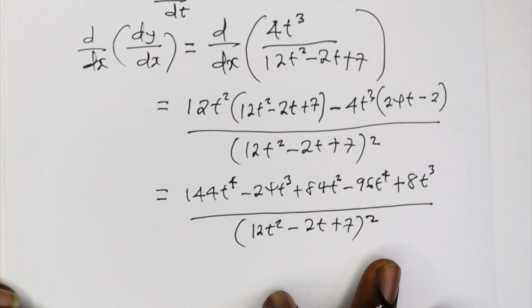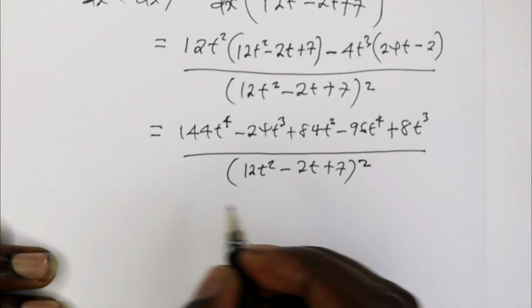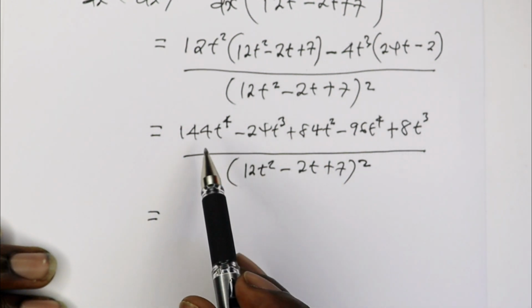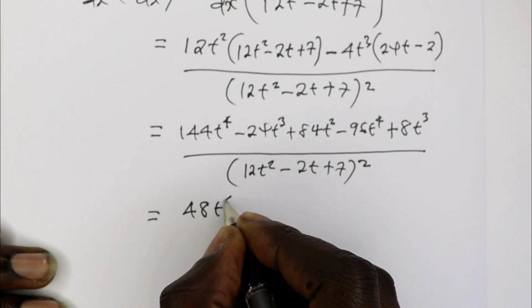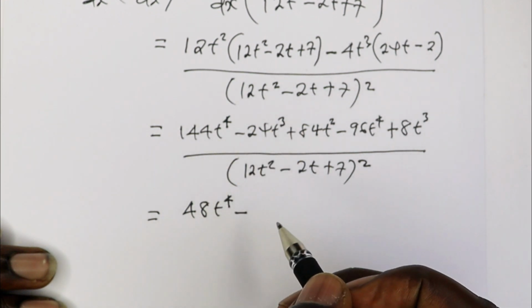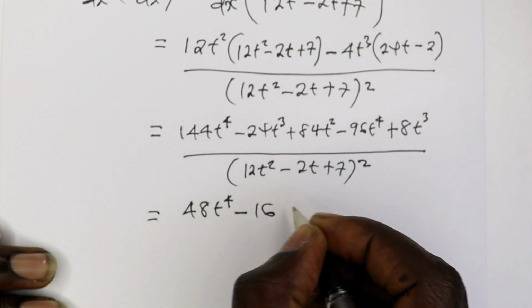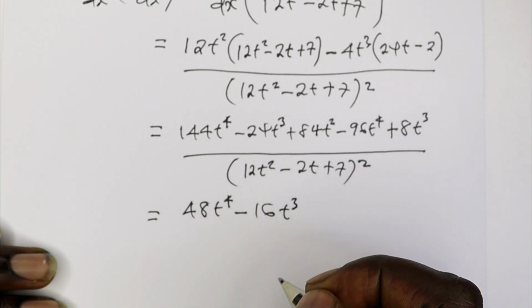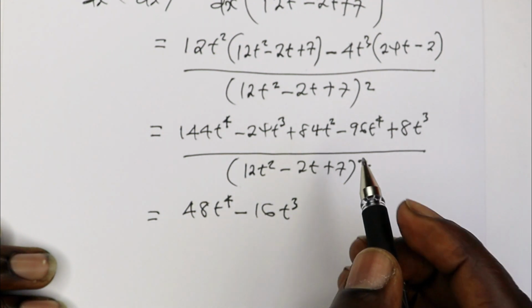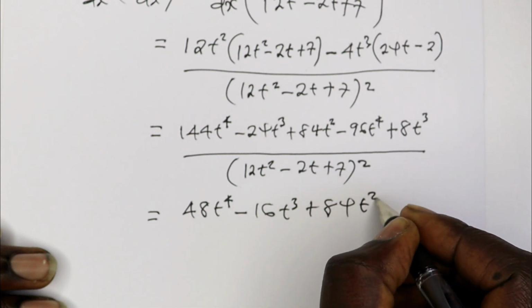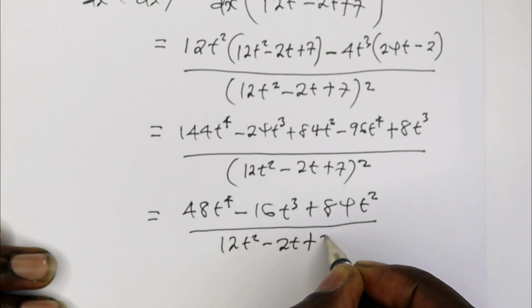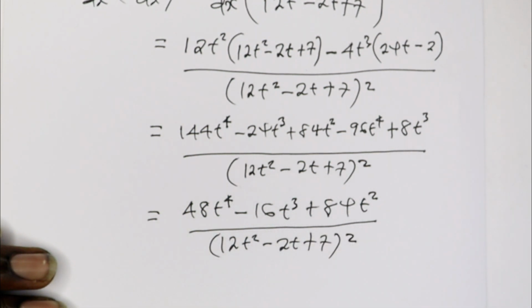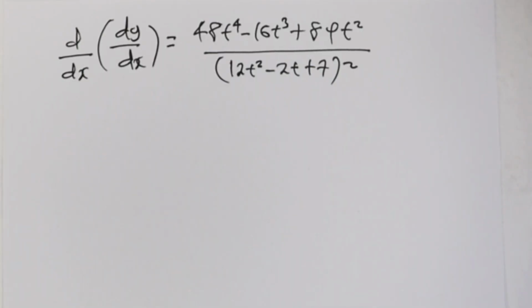So we could simplify this further, so that we can collect like terms. We have the one with power 4. If you get that difference, you are going to get 48t power 4. Then the power 3 is that and that, which will be minus 16t power 3. And we are left with the one with the power 2, which will be 84t squared, and that is over 12t squared minus 2t plus 7 squared. So now that we have the d/dx of dy/dx, we can now get the second derivative.